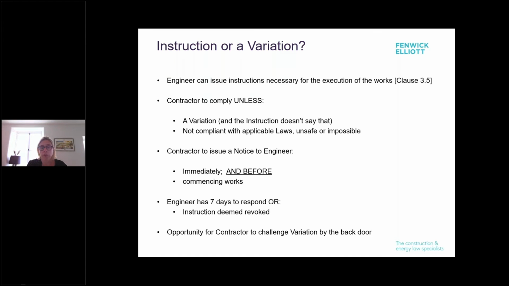So it's helpful for the contractor because it's a way of challenging variations by the back door, and I think most people have seen that done in one form or another. But it's also helpful for the employer because money is not wasted before the works are commenced, and then you face variation arguments afterwards.